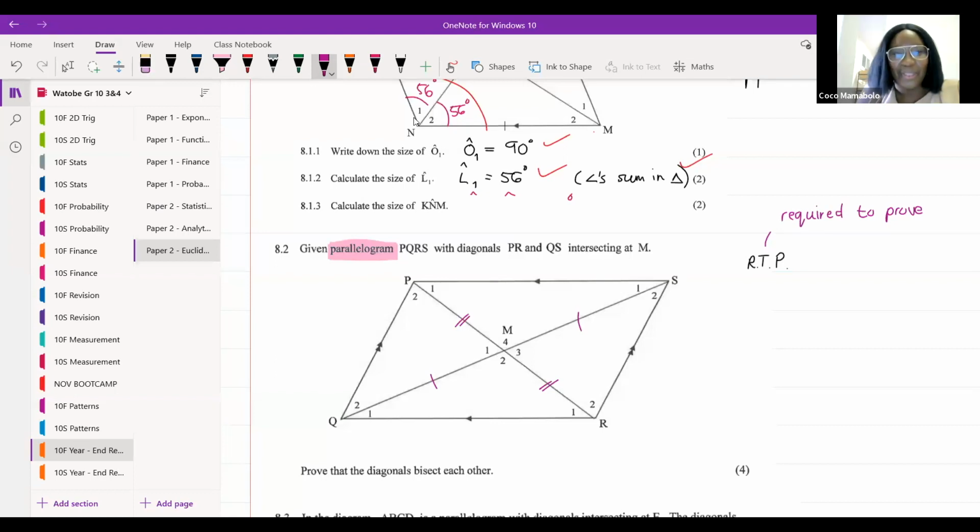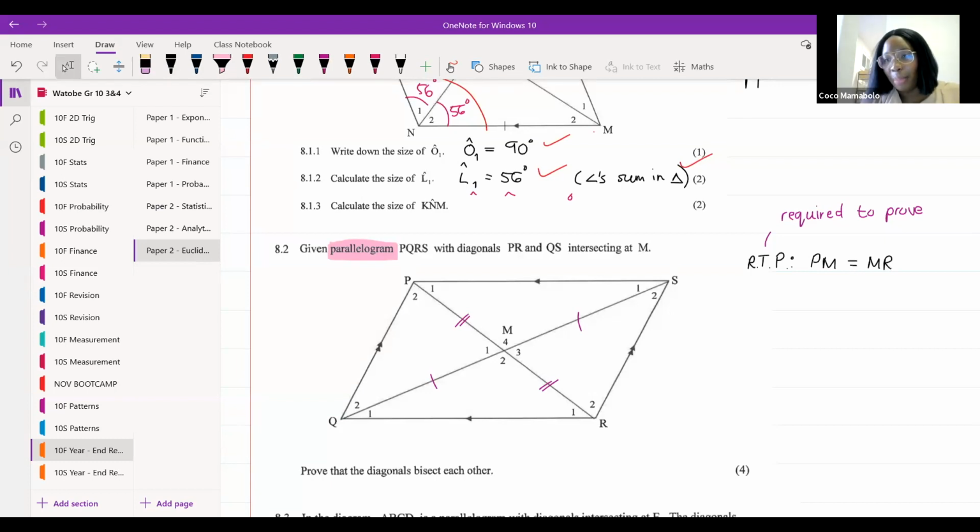Required to prove. Okay. Now, I had just assumed that your teachers had made sure this was done. That's why I didn't even bother to look at what is happening where with what. Okay, please write that down. RTP means required to prove. All right. So what I'm going to do then is I'm going to say that I'm required to prove that PM is equal to MR.